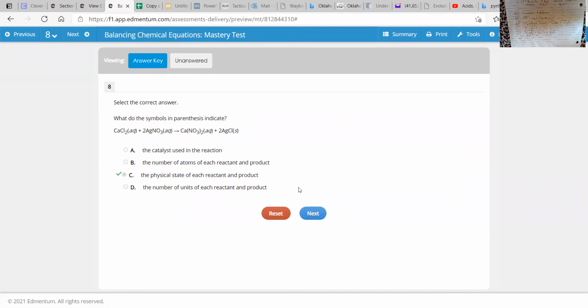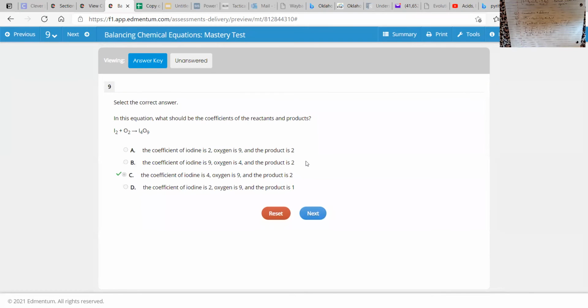What do these symbols in parentheses indicate? So you see this aqueous solution, the AQ, and S for solid or precipitate, whatever you want to call it. That tells you the physical state of each reactant. So it'll tell you if it's a liquid, a solid, or gas, and that can give you a clue as to what's happening in those equations too.